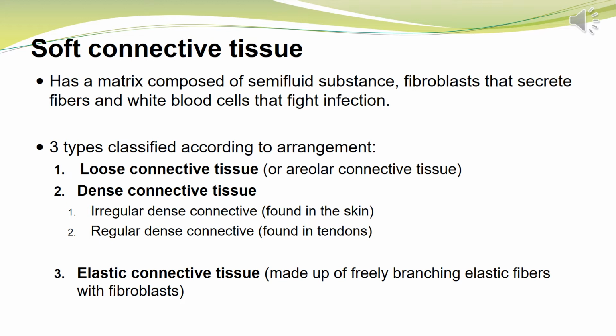Anyway, soft connective tissue has a matrix composed of a semi-fluid substance and also contains fibroblasts, which secrete the fibers needed for the matrix, and it contains white blood cells or leukocytes, and this would be referring to the macrophages that we talked about, because they are a kind of leukocyte, and these help fight infection and patrol the matrix for foreign invaders. And there are 3 types of soft connective tissue, classified according to how they are arranged.